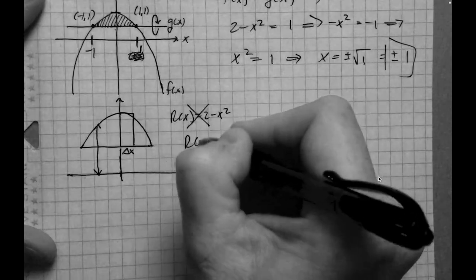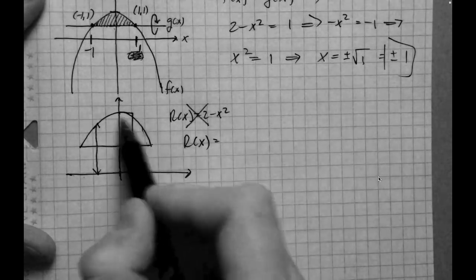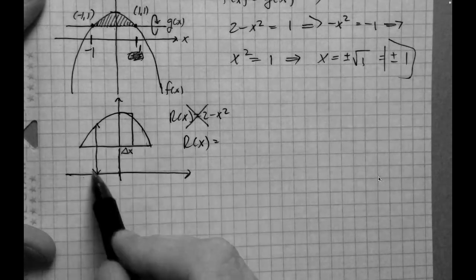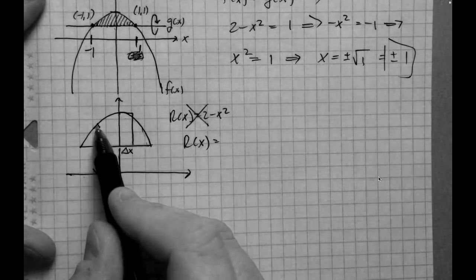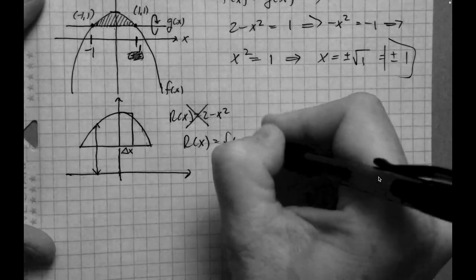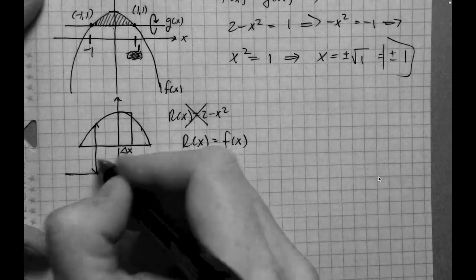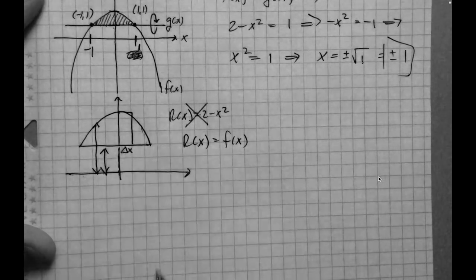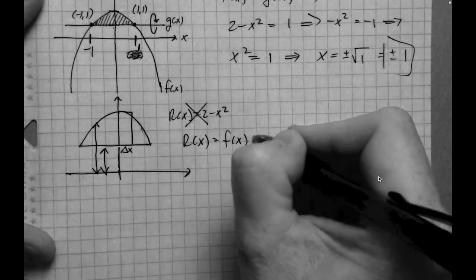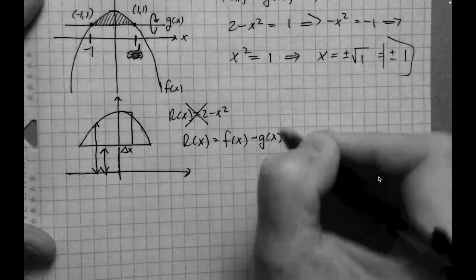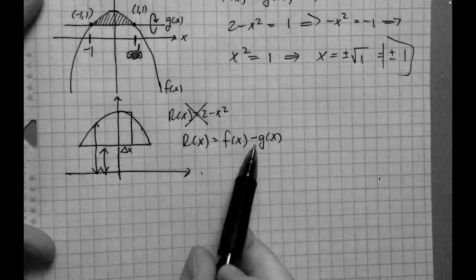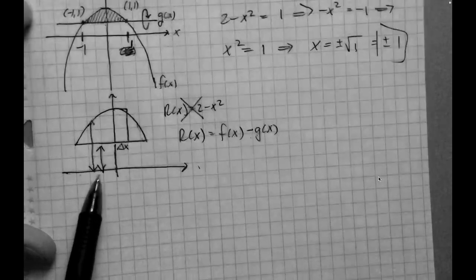Instead, our r of x is going to be the function f. That's this thing here. So it's the distance from the x-axis all the way up to this function. But we don't want to include this part, right? This part needs to be excluded. So it'll be f of x minus g of x. Okay, right? So hopefully that's clear.